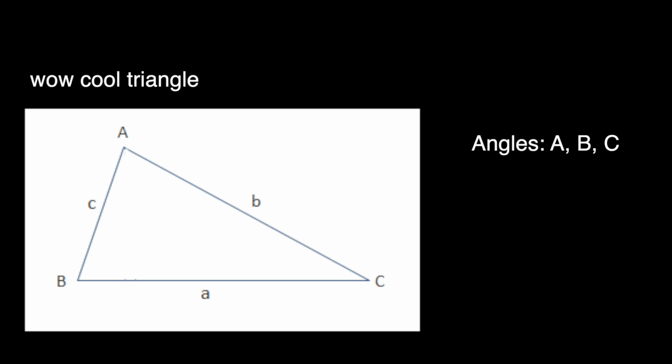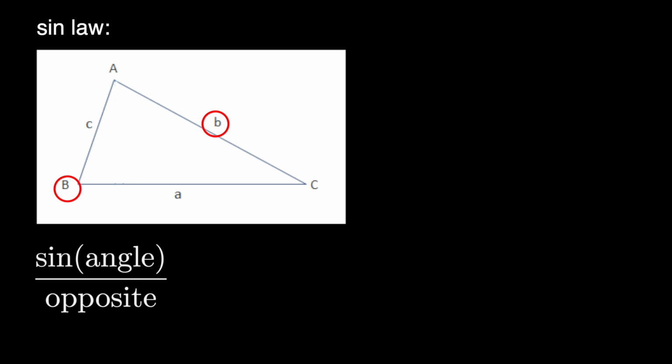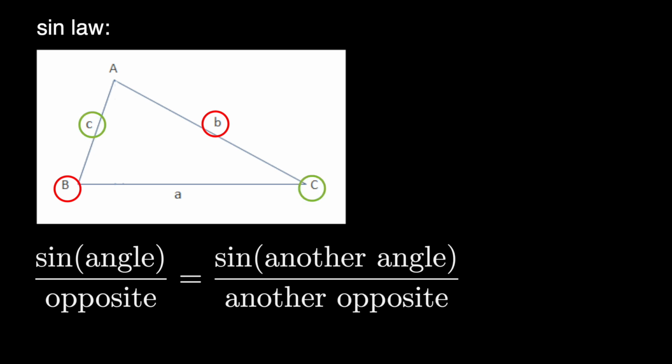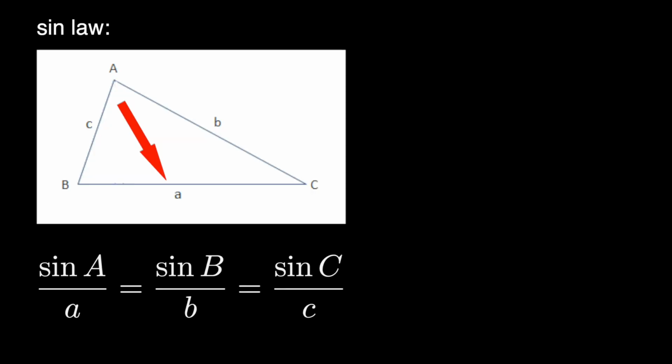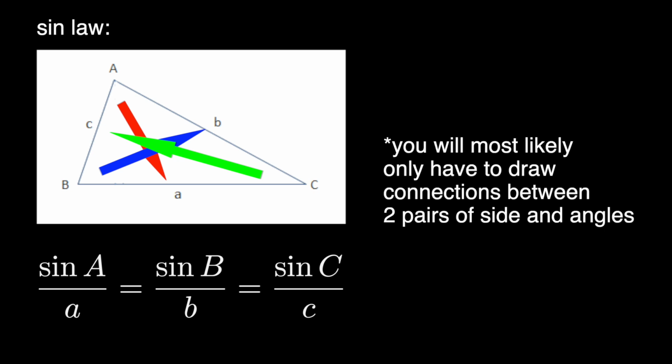Imagine you had a triangle with angles capital A, B, and C, and the opposite sides to these angles small a, b, and c. Sine law states that the sine of an angle divided by its opposite side is the same as the sine of another angle divided by its opposite side. In other words, sine of angle A over side a equals sine of angle B over side b equals sine of angle C over side c. In a real problem, you will most likely only use 2 of these.